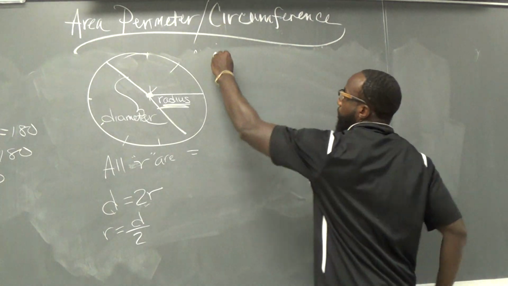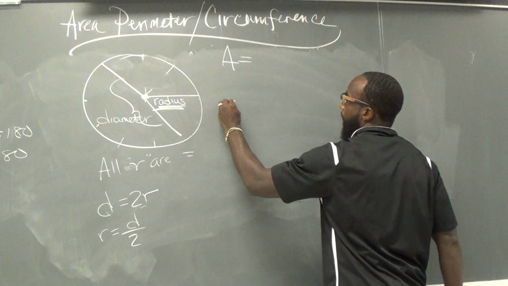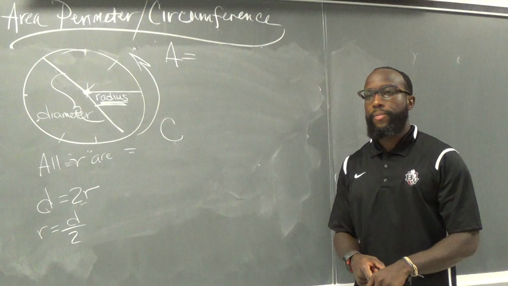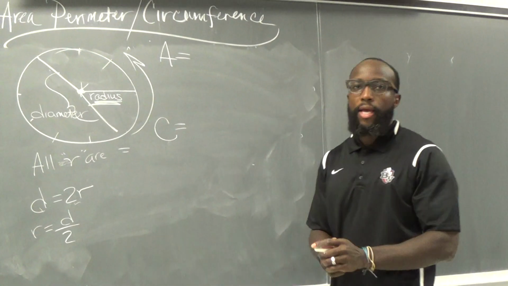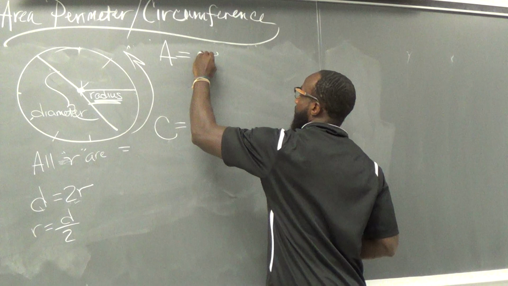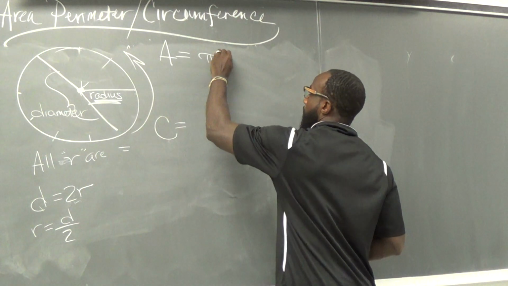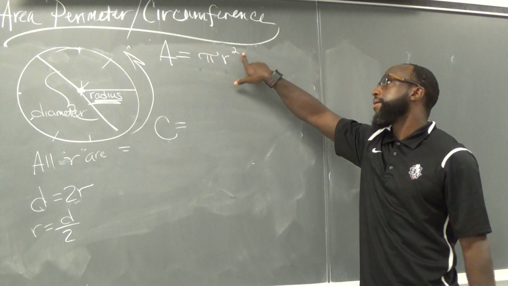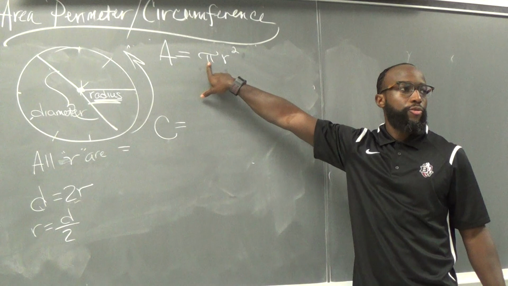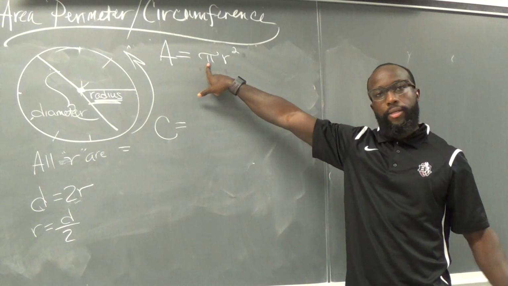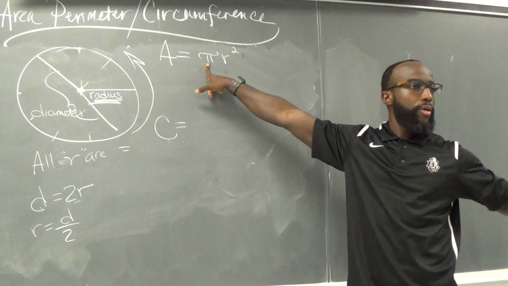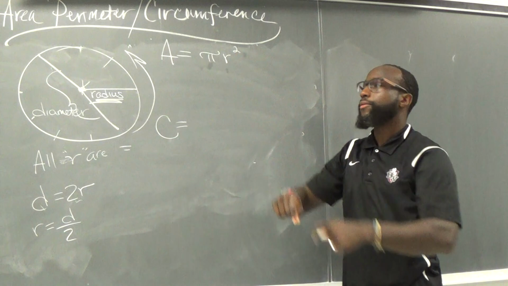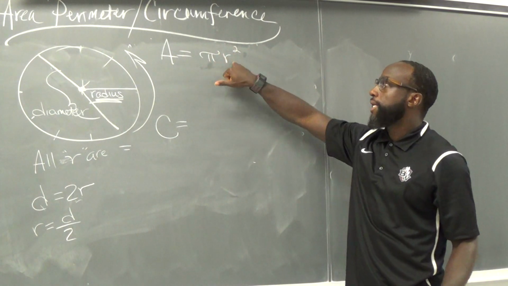Now, for a circle, you have area and you have circumference. Circumference is going around, like I said earlier. Here are the formulas for those. The area of a circle is pi, which is the number, times r squared. Pi times the radius squared. Pi is an irrational number. It just goes on and on: 3.14159265, and it keeps going. So, pi times radius squared.